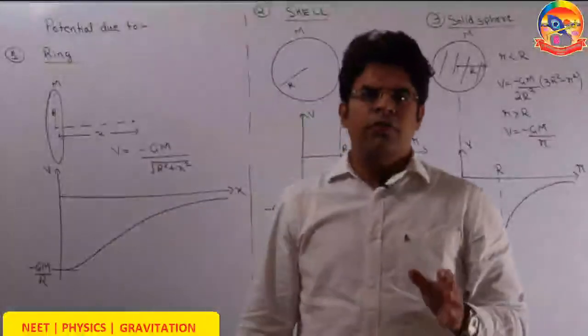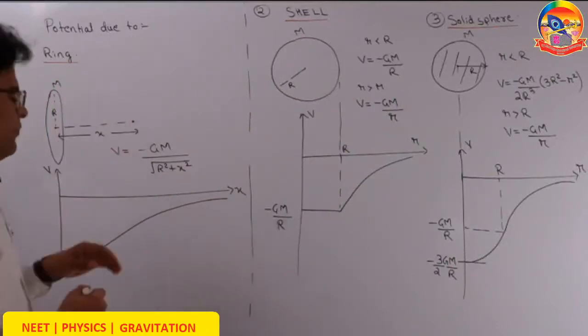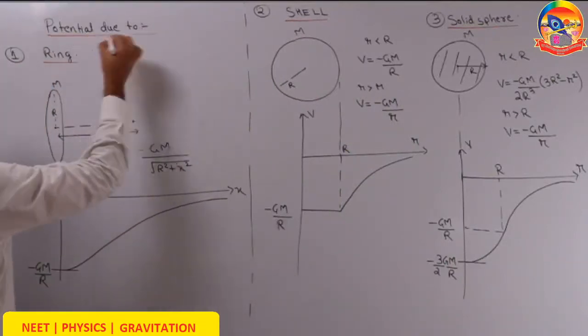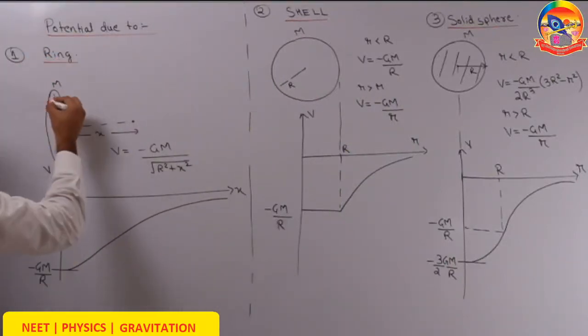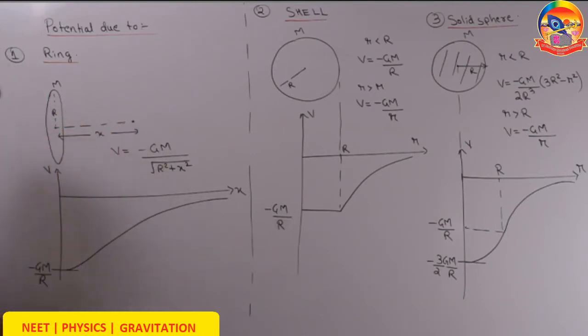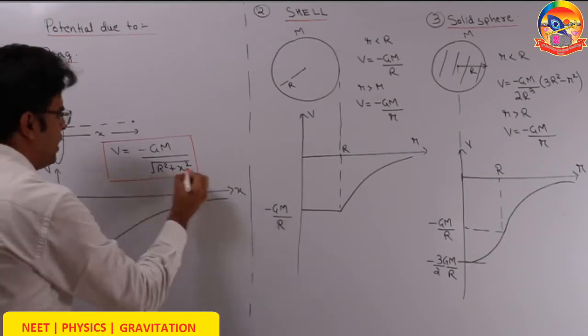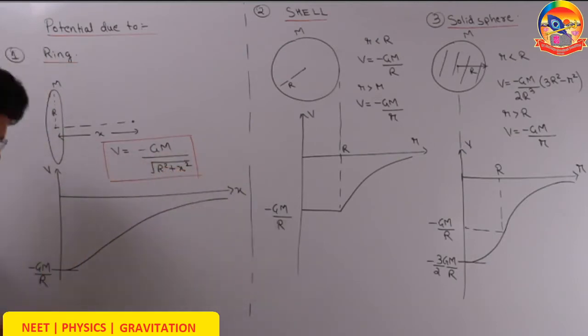So now we will learn potential due to different types of things. First, ring. How to write potential due to ring? Let's say a ring has mass m, radius r, and we wish to write potential on the axis of the ring at distance x from the center. The potential on the axis of ring at distance x from the center is given by minus GM by under root of r² plus x².